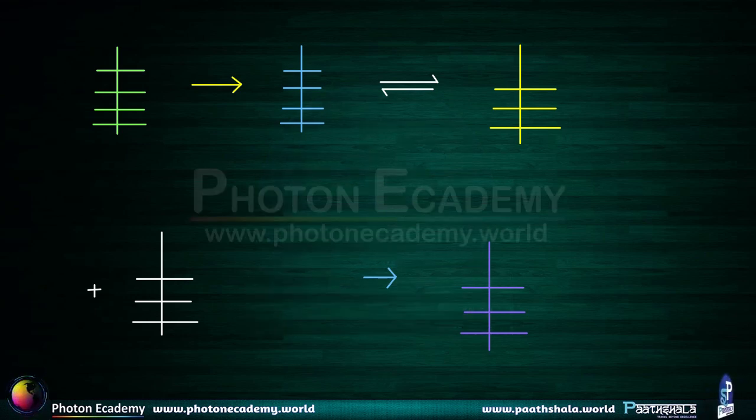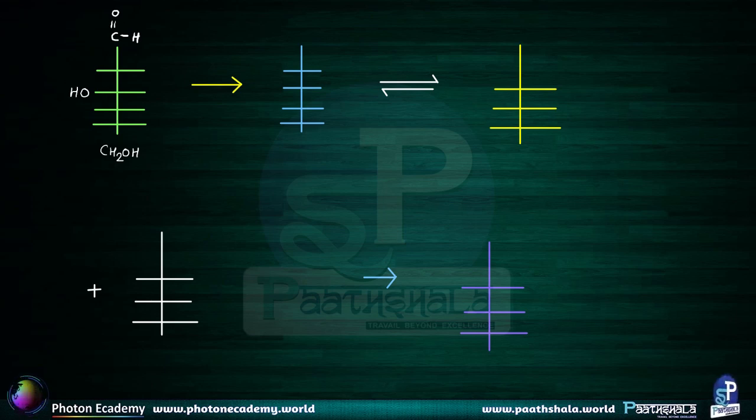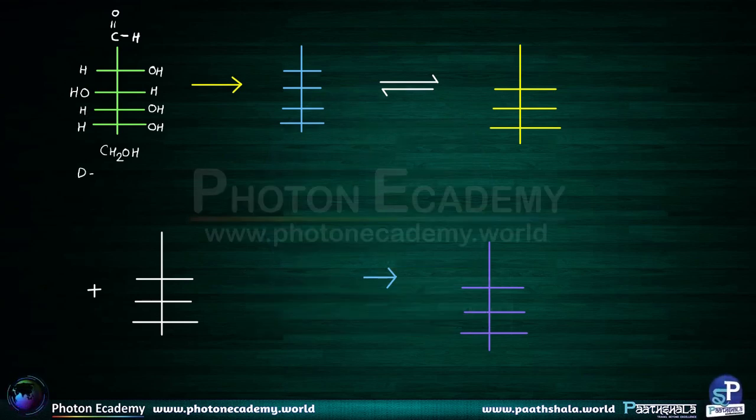What is D-glucose? It is nothing but C double bond O, with an OH group attached at the top and a CH2OH group at the bottom. We have OH on the left hand side of the second carbon and OH on the right hand side of the rest of the carbons. This is D-glucose. So we have to start from D-glucose and proceed.